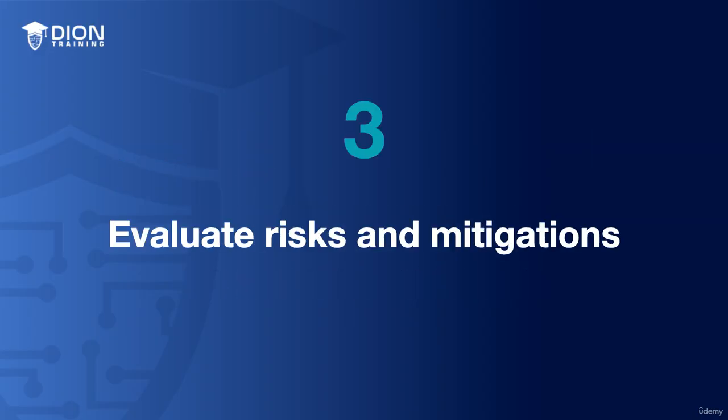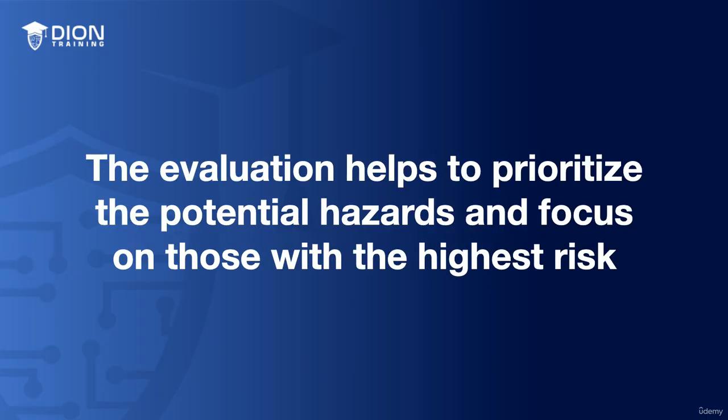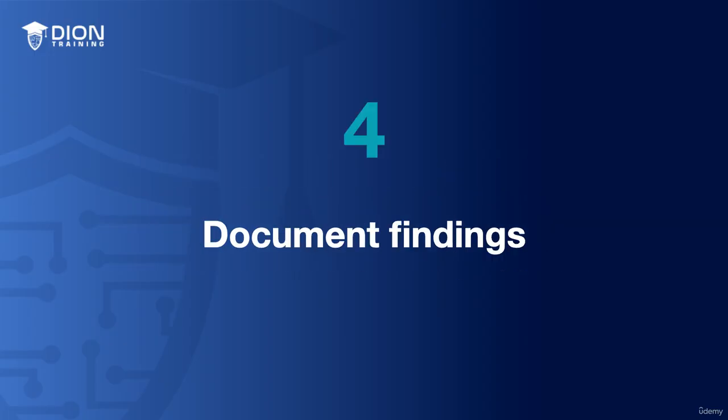Step 3. Evaluate risk and mitigations. Once potential hazards and people affected have been identified, the next step is to evaluate the risk and determine appropriate mitigation strategies. The evaluation of risk involves considering the likelihood of a hazard causing harm and the severity of the harm that may result. This evaluation helps to prioritize the potential hazards and focus on the ones with the highest risk. Mitigation strategies may include removing the hazard, implementing control measures, or providing training to employees on how to manage or avoid it.